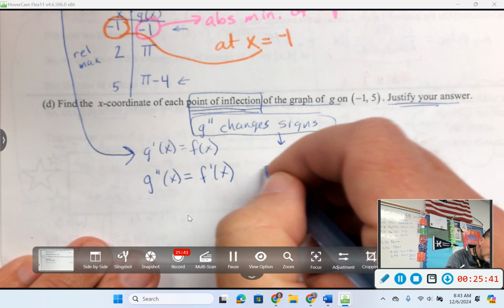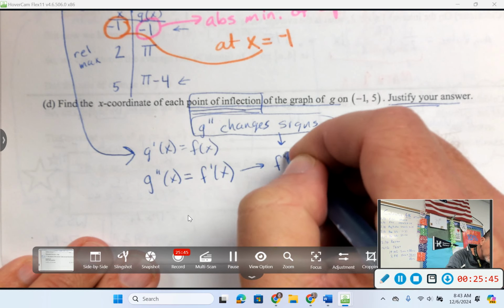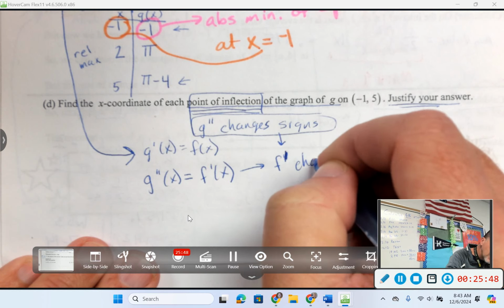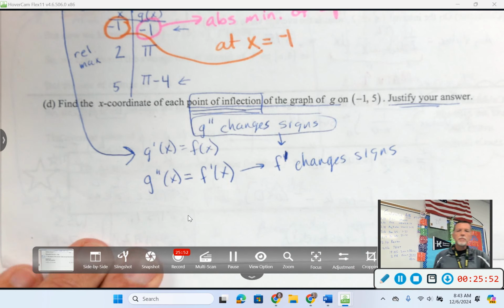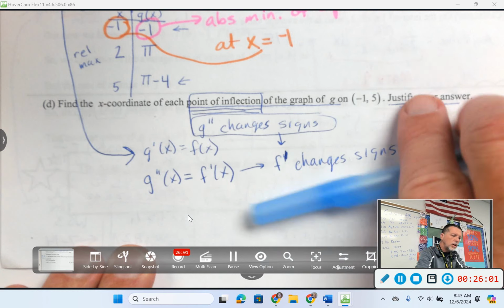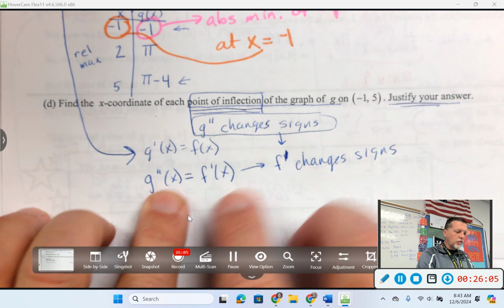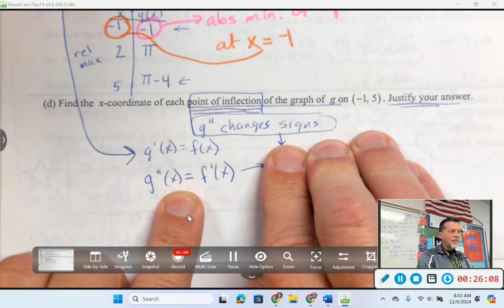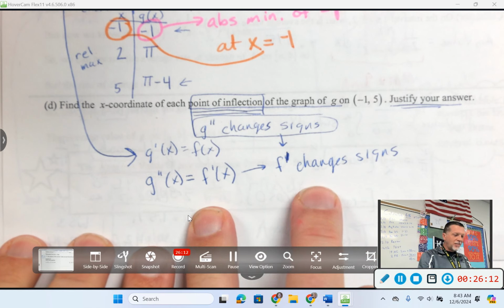But for this problem, let's sort of combine these two ideas. That means F double prime, F prime changes signs. So if you write, so you don't need to write both of those as long as you had this. So you need one of these statements, one of these two statements.